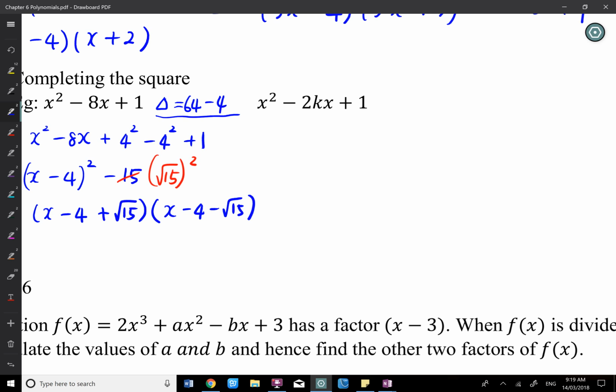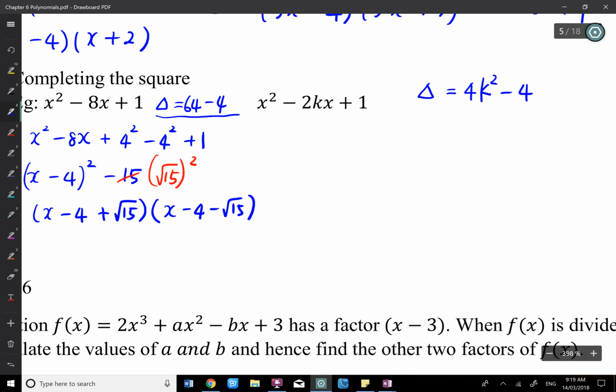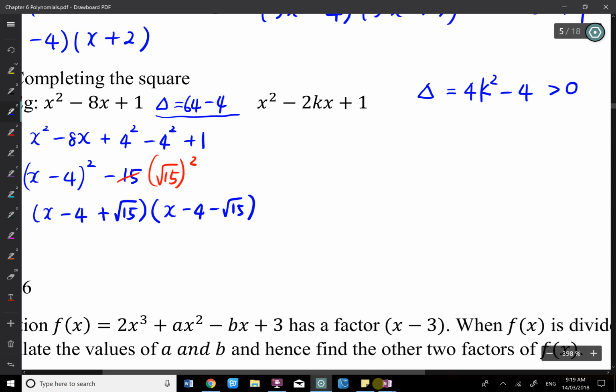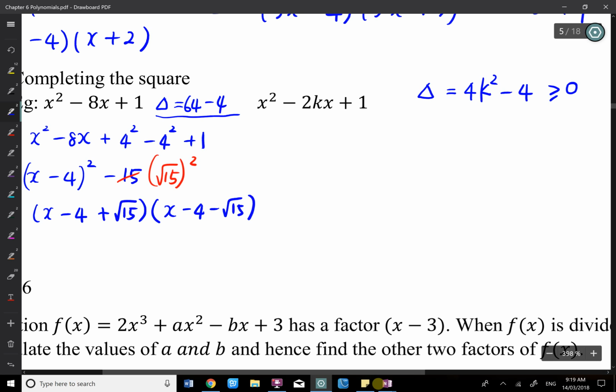Okay, for the next one, in order to factorize this one, I need to think about the discriminant. My discriminant will be 4k squared minus 4. I need that to be greater than or equal to 0 in order to factorize it. So I need k squared minus 1 to be greater than or equal to 0. So k plus 1 and k minus 1 need to be greater than or equal to 0.